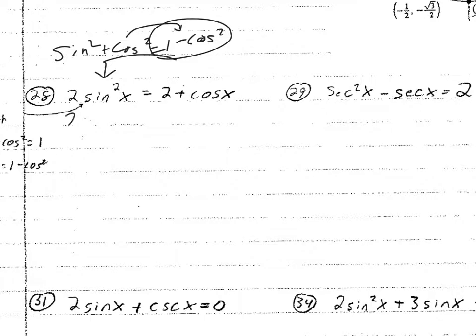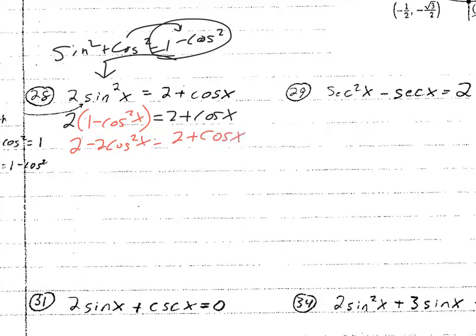So I'm going to have 2, and then parenthesis 1 minus cosine squared x equals 2 plus cosine x. Next, I'm going to distribute. So I'm going to end up with 2 minus 2 cosine squared x equals 2 plus cosine x.